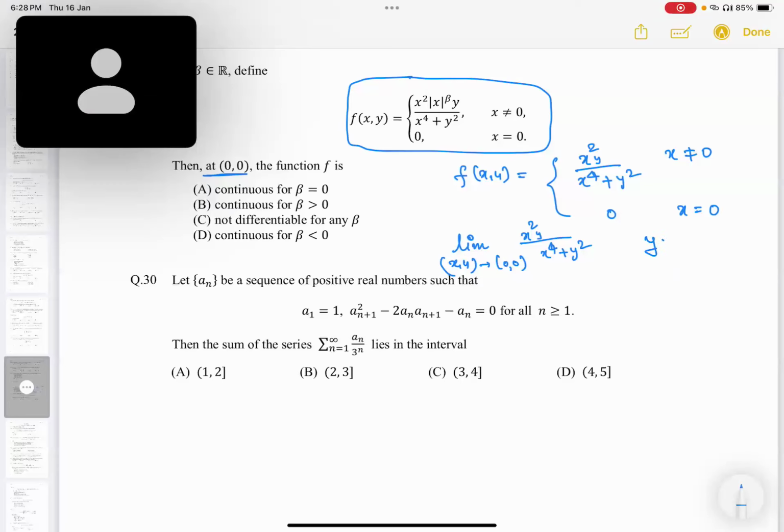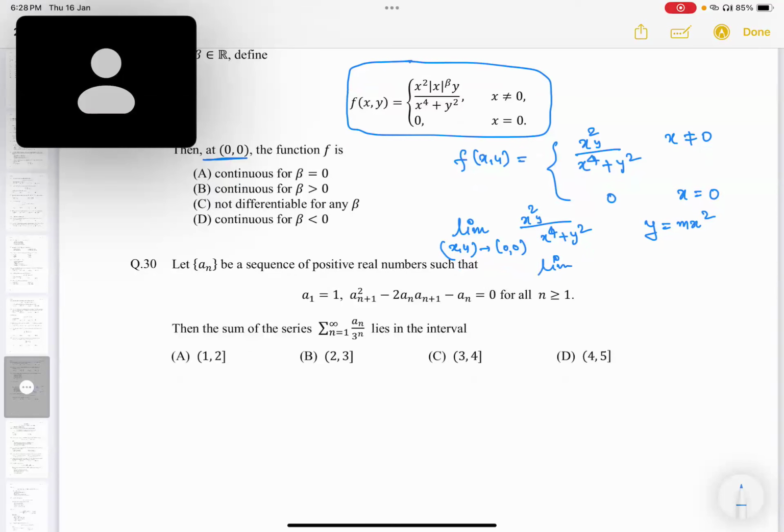Now take this path, y equals m x square, right? So this function will be reduced to limit x y tends to 0, 0, with x square and y equals m x square. So m x square upon x to the power 4 plus y square, so m square x to the power 4. In numerator we have x to the power 4, and in the denominator also we have x to the power 4. So in total we will have m upon 1 plus m square. So no x and y is in the function. So this will be equal to m upon 1 plus m square, right?